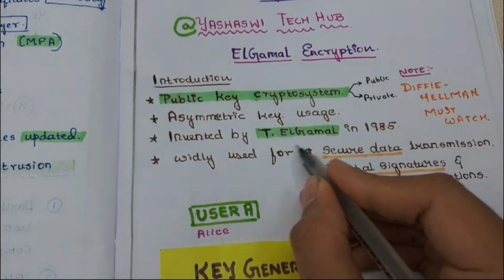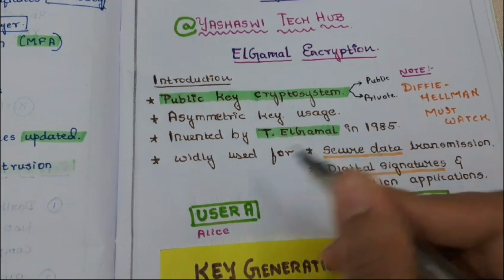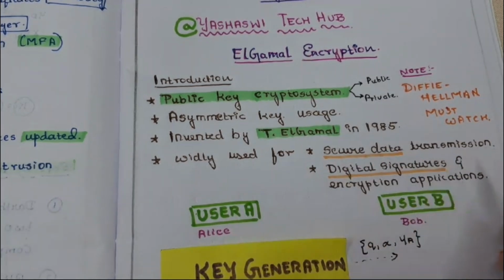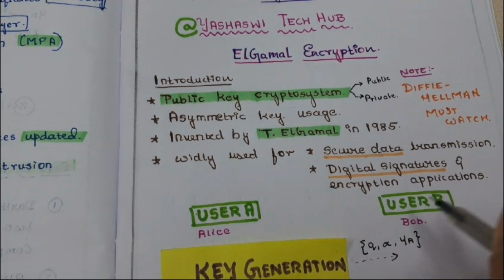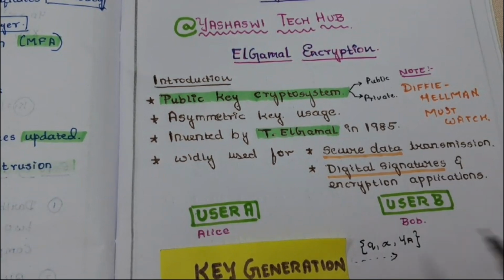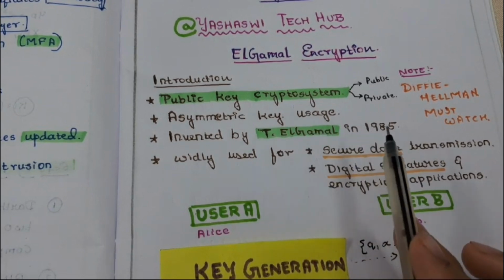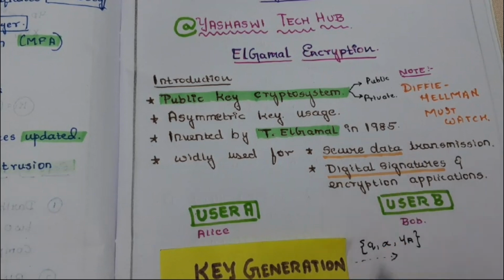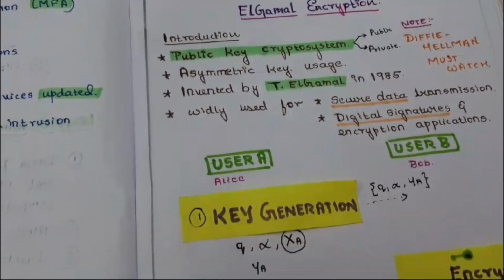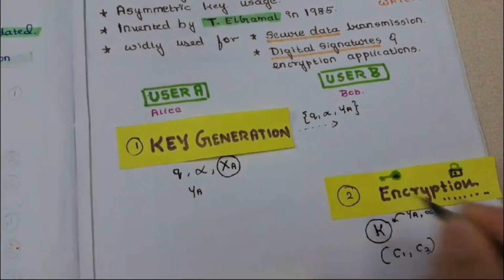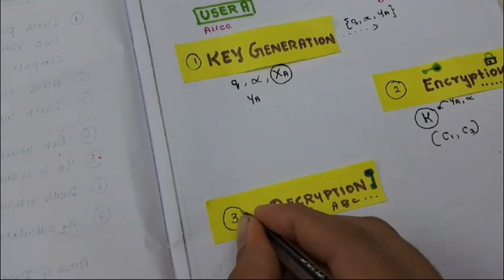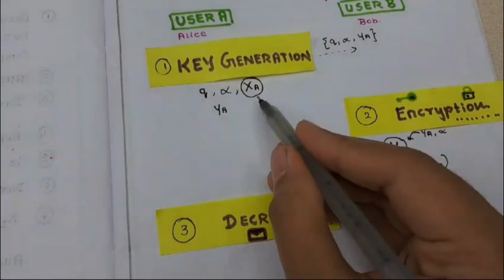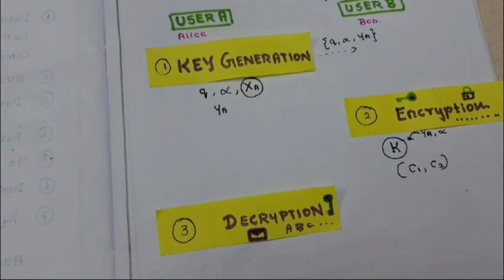This was invented by T. ElGamal in 1985. So it is a widely used algorithm for secure data transmission, digital signatures and encryption applications. As usual we have two users here, user A and user B. In the ElGamal encryption algorithm we are going to use three main steps. Remember the three main steps: the first step is key generation, the second step is encryption, and the third step is decryption. See, the three steps are key generation, encryption and decryption.